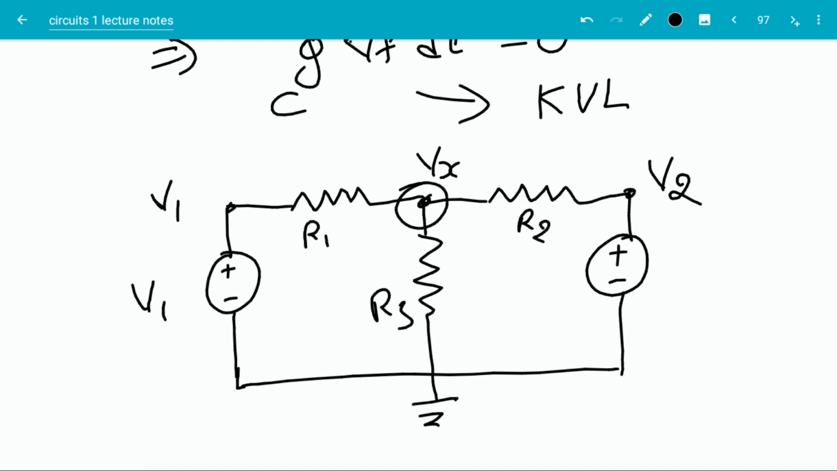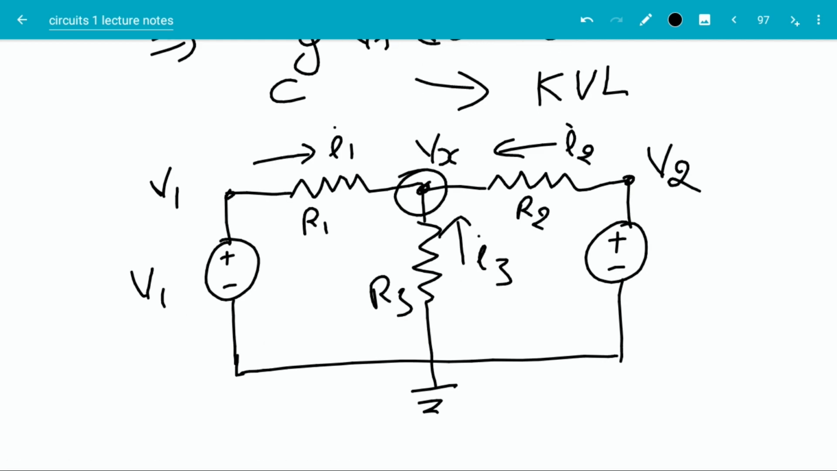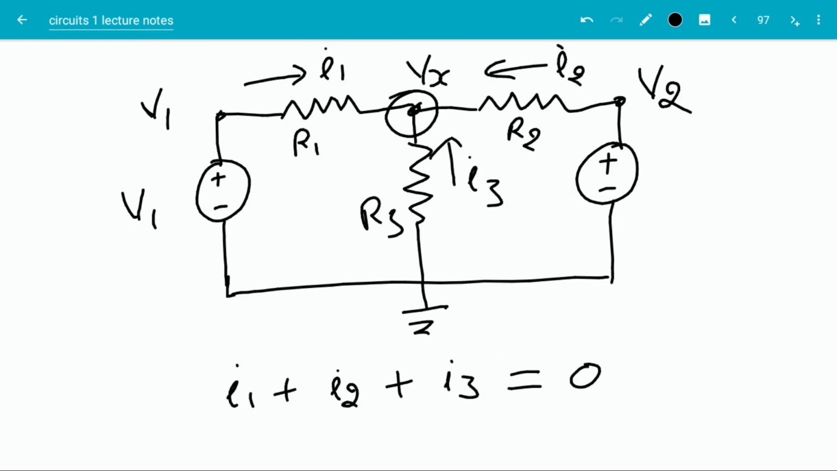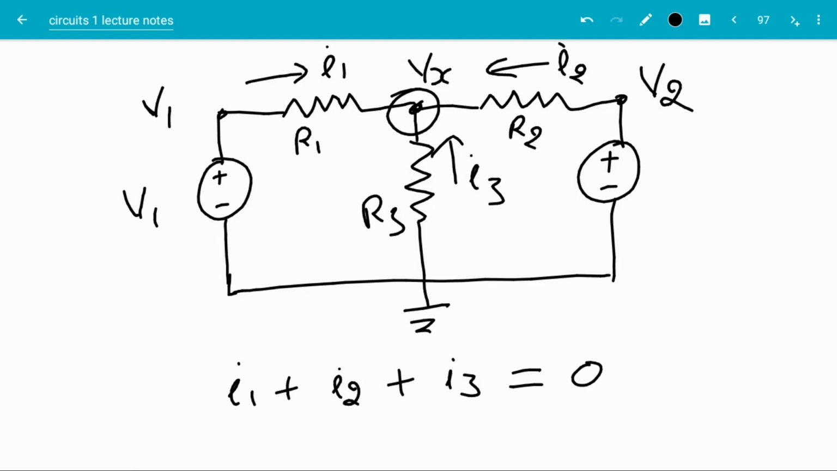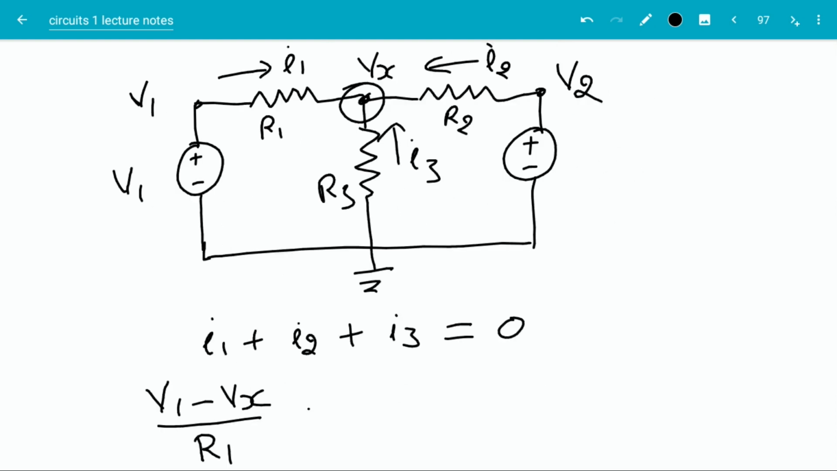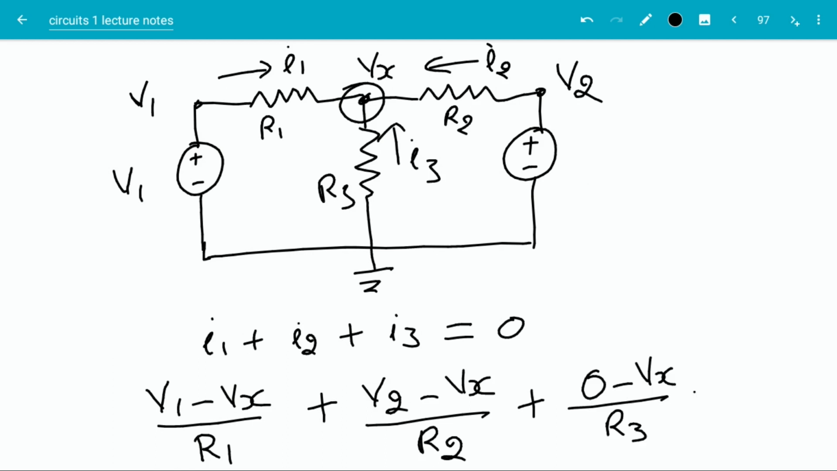So let me write a KCL equation on node Vx. I'm going to first label the branch currents as shown. And note that the statement of KCL is that the sum of all currents going into a node is equal to 0. So in this case, that will correspond to this equation here. I'm going to then use Ohm's law to convert these currents in terms of the potential function voltages. I1 will be equal to V1 minus Vx divided by R1 according to Ohm's law, plus I2 would be V2 minus Vx divided by R2, plus I3 would be 0 minus Vx divided by R3, and that will be equal to 0.